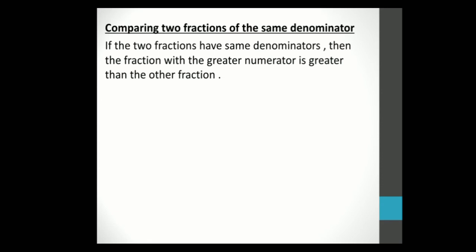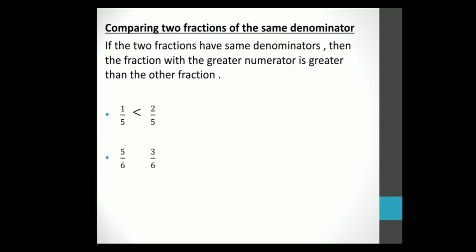Now we remember how we compare two fractions of the same denominator. What's the meaning of denominator? Denominator is the number which is written down. So if the two fractions have the same denominator, then the fraction with the greater numerator is greater than the other. For example, if I have 1 over 5 and 2 over 5, now the denominators are similar, so I look for the bigger numerator. What is the bigger numerator? It's 2. So 2 over 5 is bigger than 1 over 5.